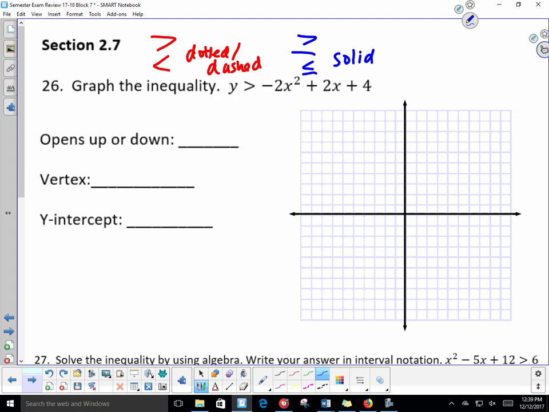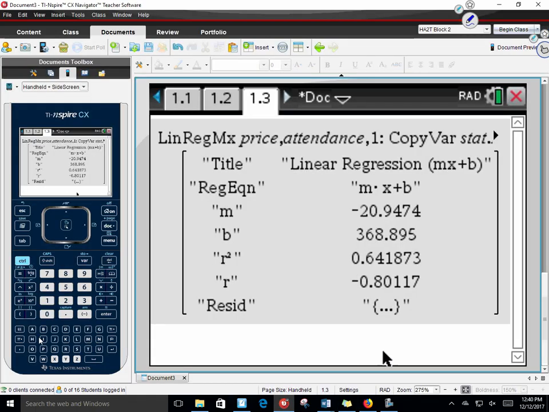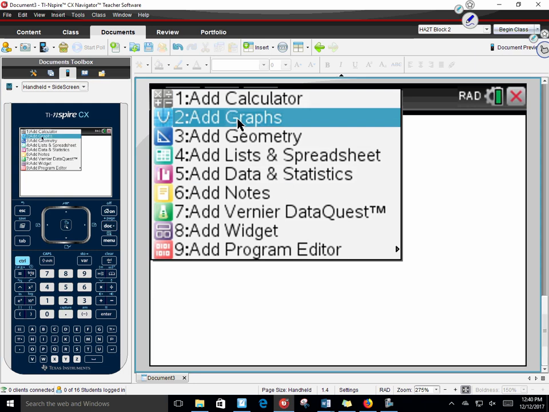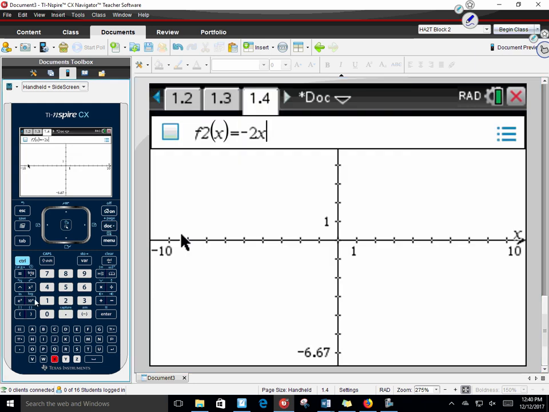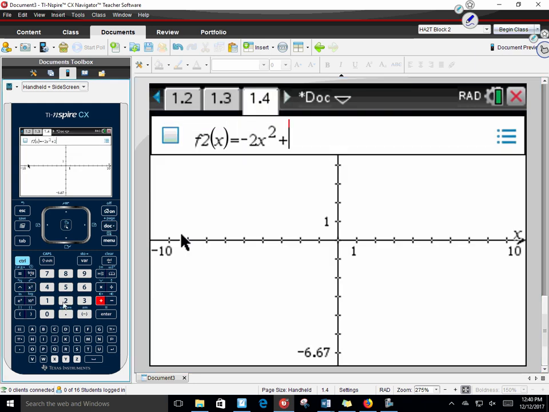And when I go to shade, because it's y is greater than, once we find our vertex, we'll shade greater than the vertex, above the vertex. We have our calculator, so why don't we have our calculator help us see what the picture looks like? We're not going to do the inequality part, we're just going to graph it like a normal equation. So on a graph page, let's graph negative 2x squared plus 2x, plus, what's my other number here? Plus 4? Plus 4.